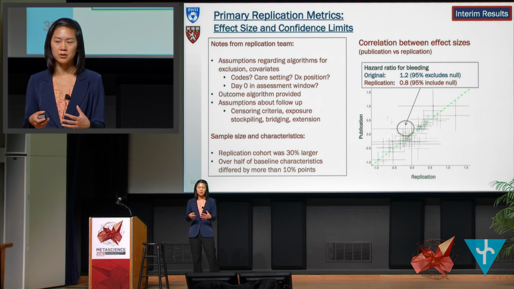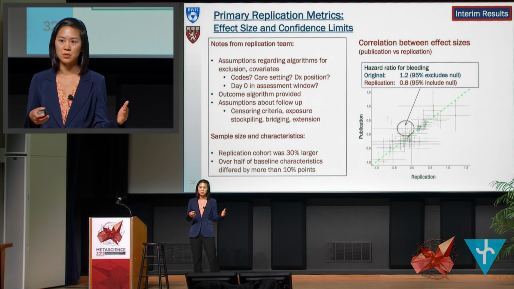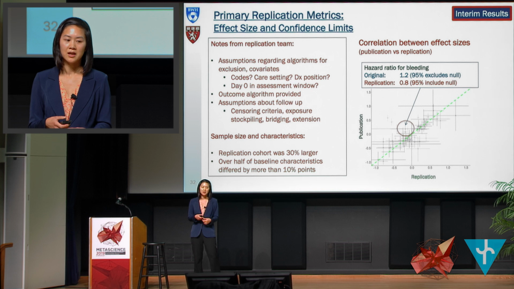However, they weren't clear about defining the exposure risk window and which outcomes were counted, because we had to make assumptions about censoring criteria, how exposure stockpiling, bridging, and extensions were made. And obviously, as I mentioned, that determines which outcomes are counted. And our assumptions were probably a little farther off this time because our replication cohort ended up being 30% larger than the original, and a lot of our baseline characteristics were very different, again, from the original publication.